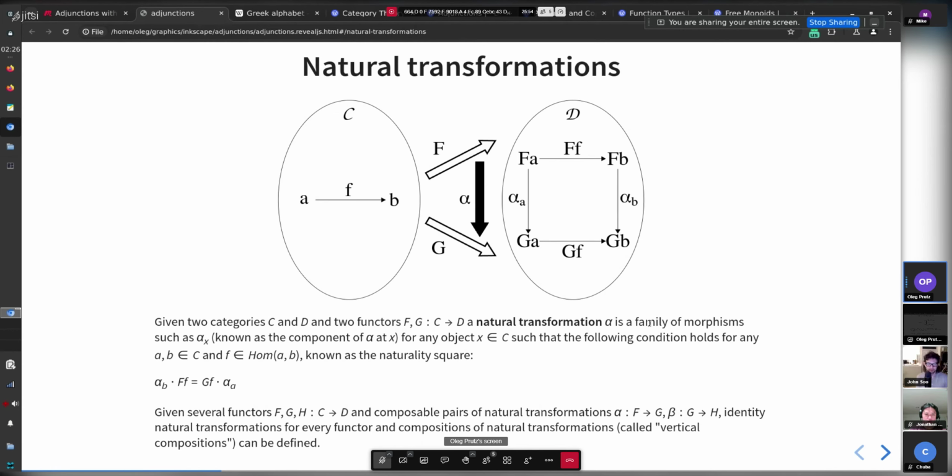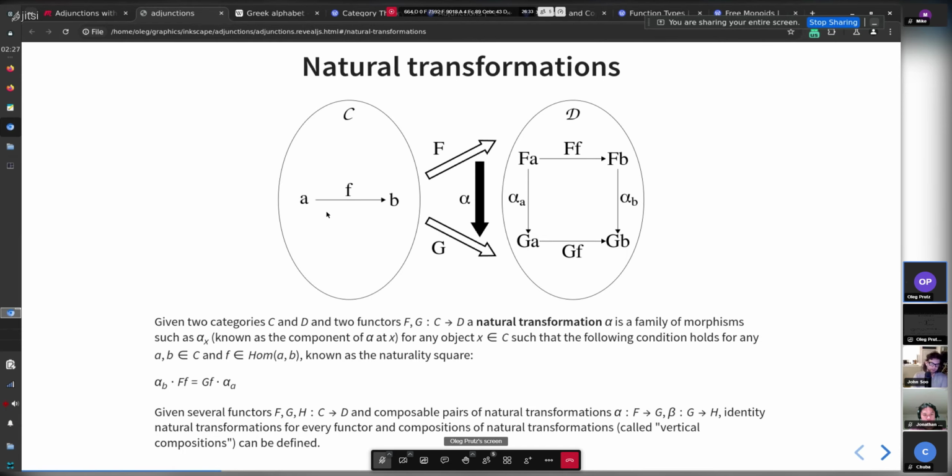Now, a natural transformation is a family of morphisms in D. So if you pick an object X, you're going to have two objects, Fx and Gx, right? And a natural transformation is going to pick a morphism from Fx to Gx, and it is called the component of alpha at X. So alpha is the name of the natural transformation here.